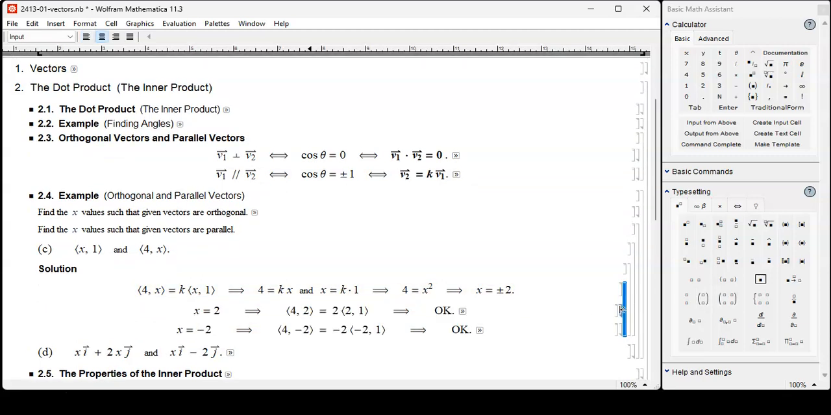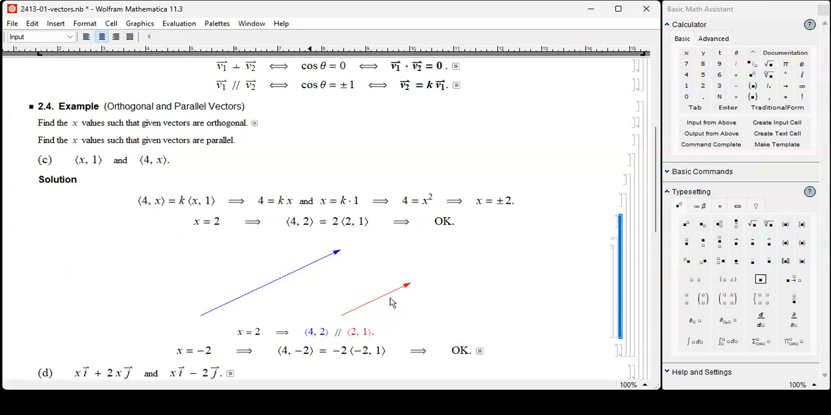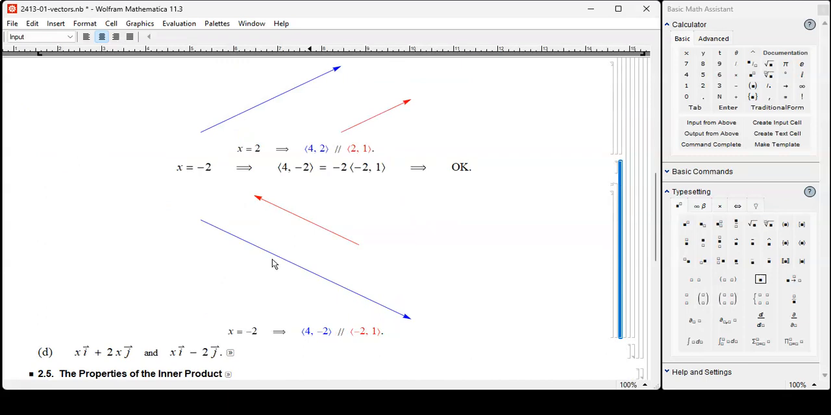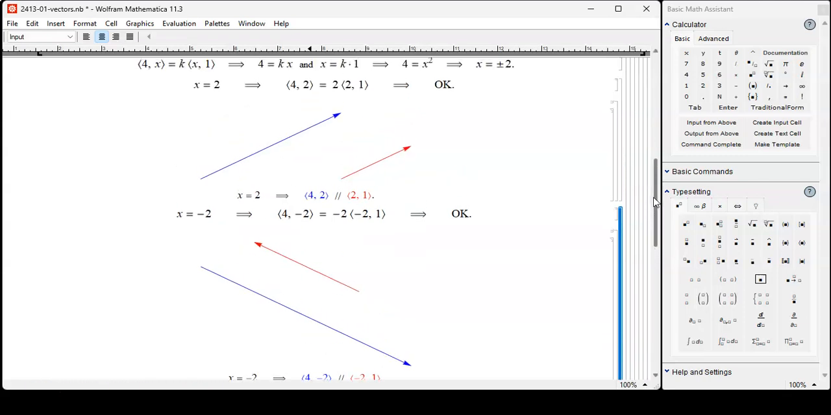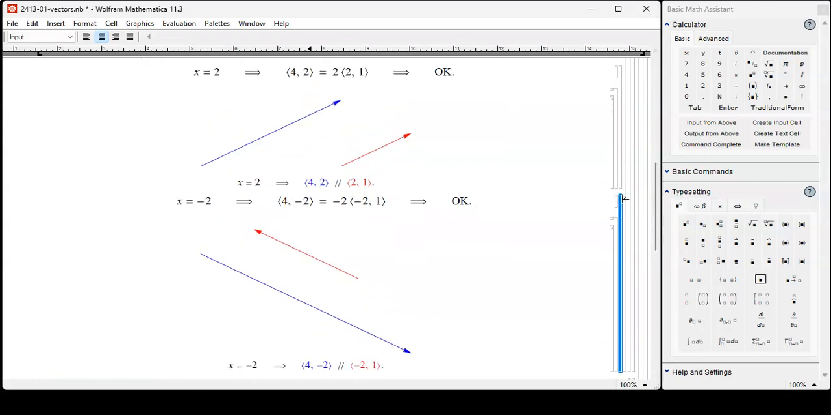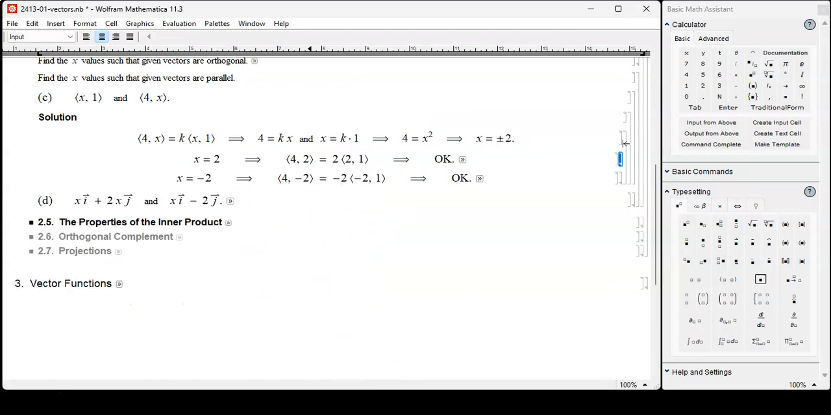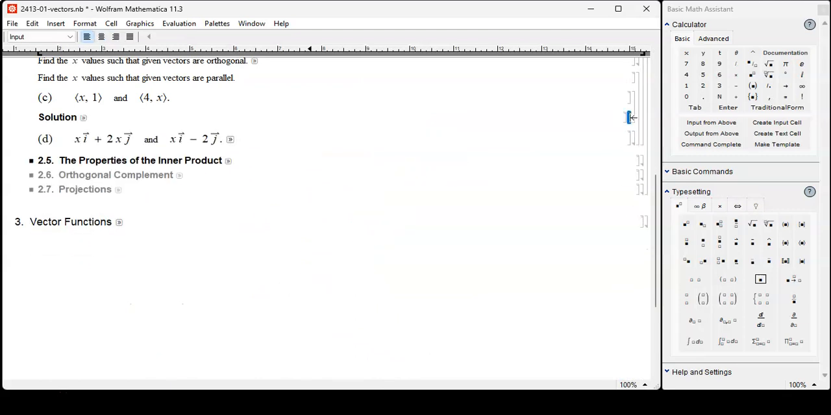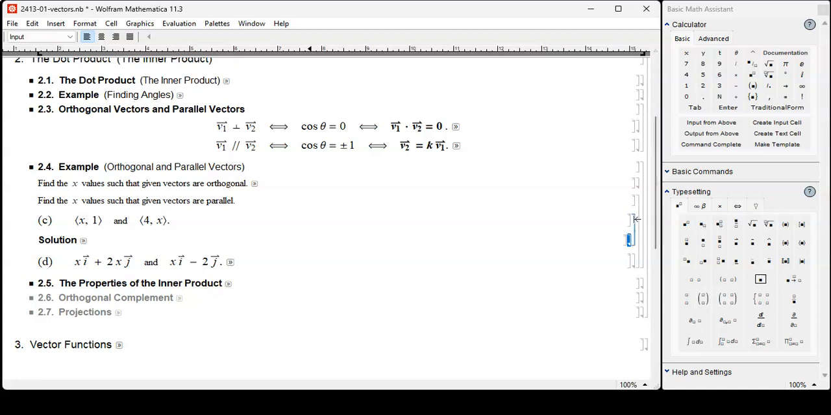And is there visualization? Okay, all right. X equals 2: 4 comma 2 versus 2 comma 1. As you can see, they are parallel. And this time 4 comma negative 2 versus negative 2 comma 1. Again, they are parallel, even though they are now in the opposite direction. So, for parallel vectors, we can use scalar multiplication. For orthogonal vectors, we can use the dot product equal to 0.